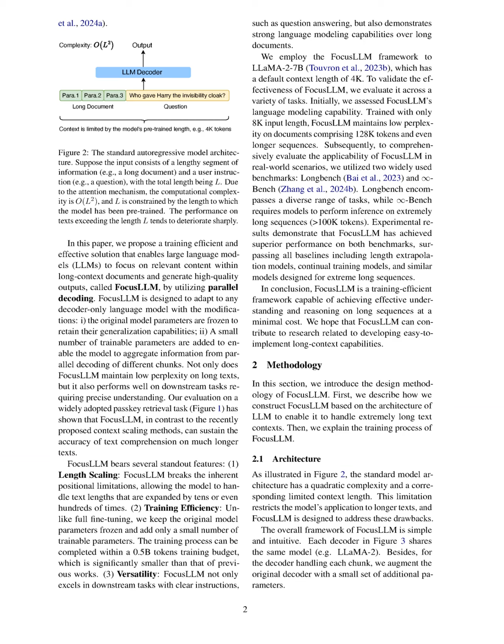By employing parallel decoding and maintaining low perplexity on long texts, FocusLLM enables effective comprehension and reasoning over extremely long sequences, achieving a context length expansion of up to 400K tokens while using significantly fewer training resources. This innovative approach allows FocusLLM to retain the generalization capabilities of the original model while enhancing its performance on downstream tasks involving long context documents.